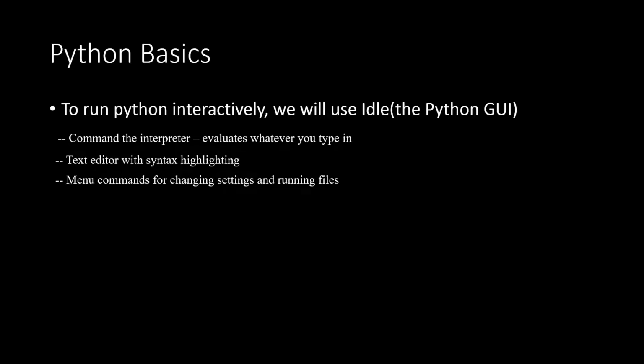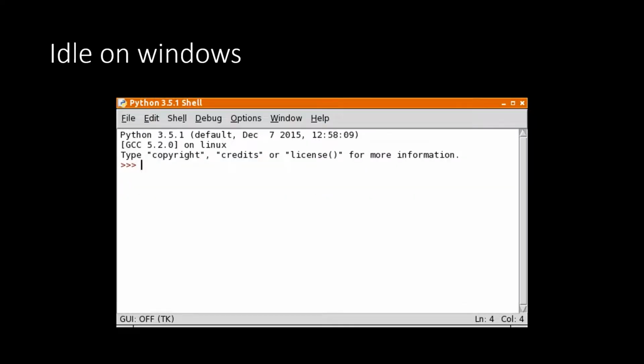Basics means there are some basic things you want to know about: input, output, command interpreter, text editor with syntax highlighting, and menu commands. These are the things you want to understand as basics. To run Python interactively, we will use an IDE like Python IDLE. This IDE contains a command interpreter, a text editor with syntax highlighting, and menu commands. Previously, I have shown: File, Edit, Shell, Debug, Options, Windows, Help. These are the menu commands, and there are also some text editors present.